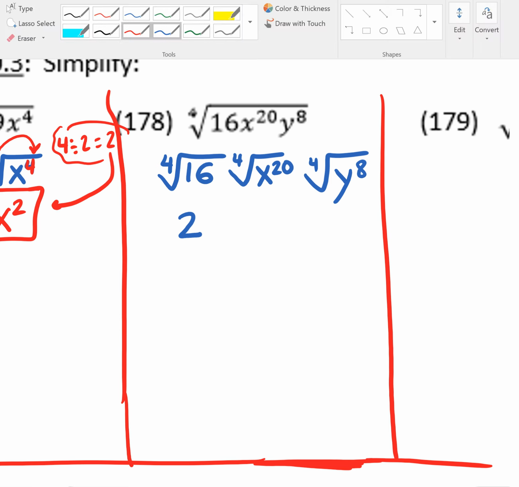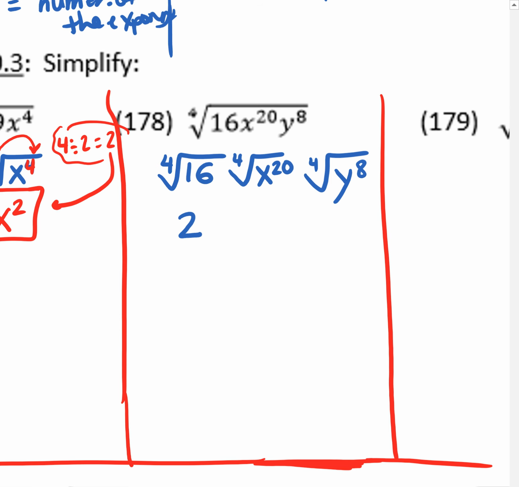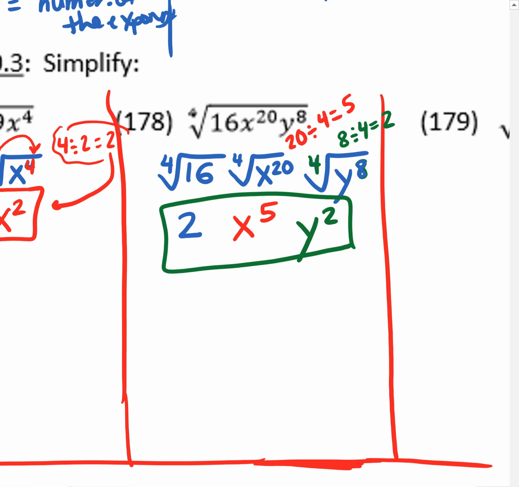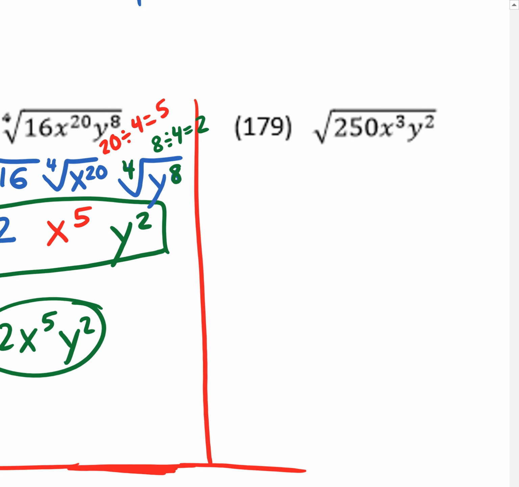And then to simplify the x to the powers, we're going to do like we said in the last problem. We're going to divide the power, for example 20, by the index 4. 4 goes into 20 5 times, so this will become x to the 5th. And then the same thing for y. I'm going to divide the index 4 into the power 8. 4 goes into 8 twice, so that'll become a y squared. And that's it. They don't have to be all separate like that. You could just write 2x to the 5th y squared. That's it. Beautiful.